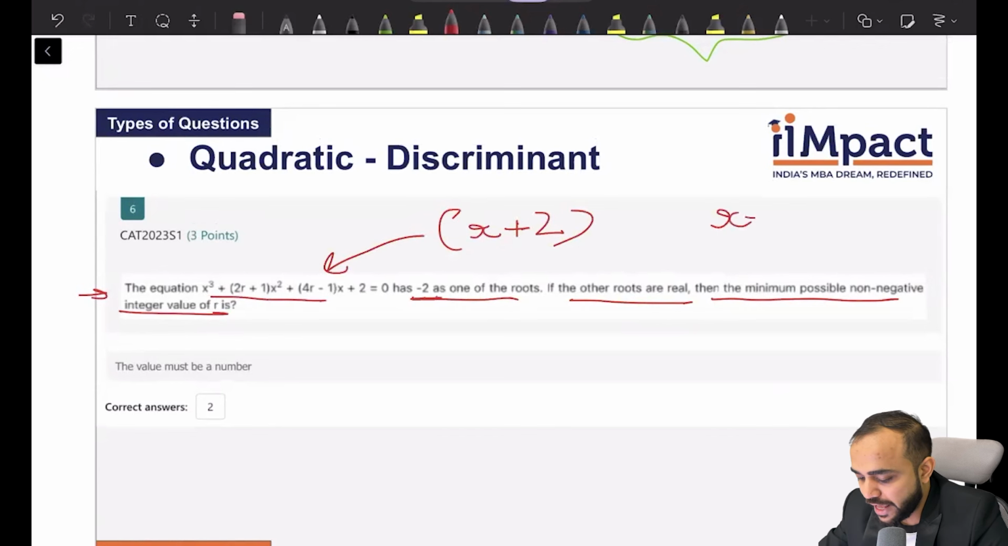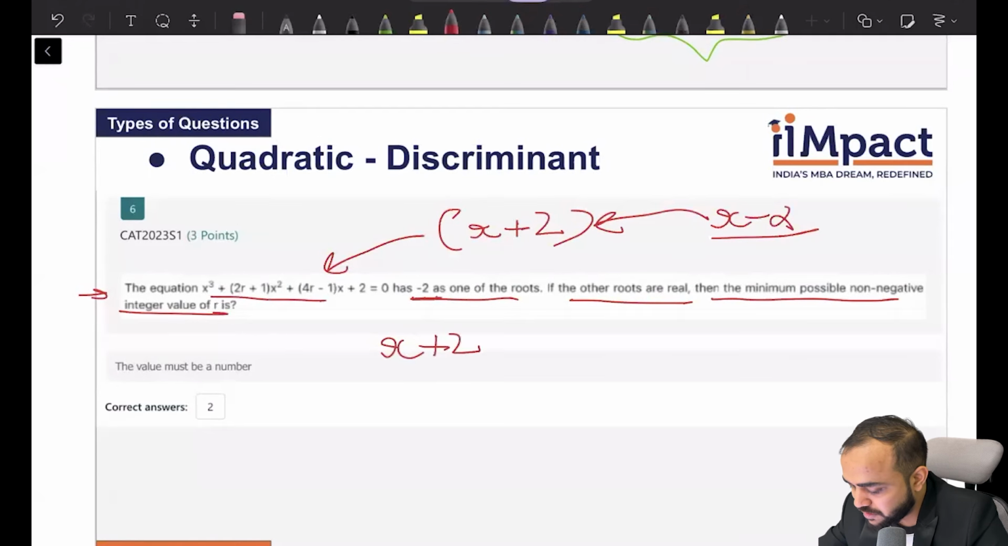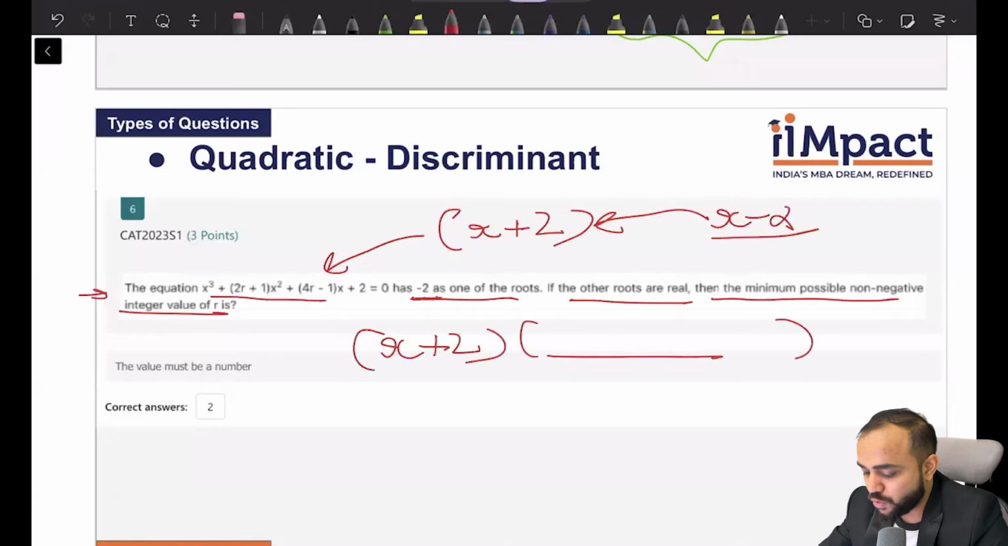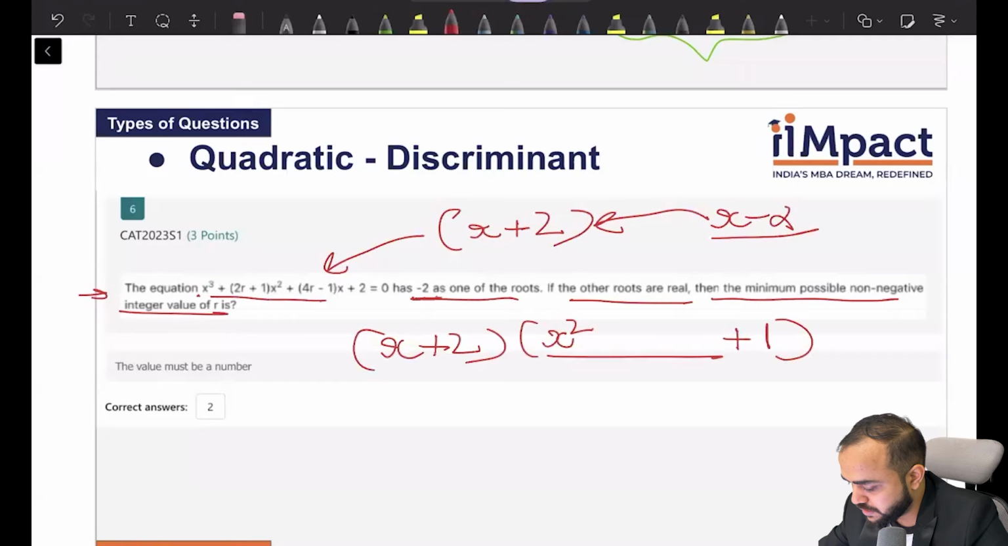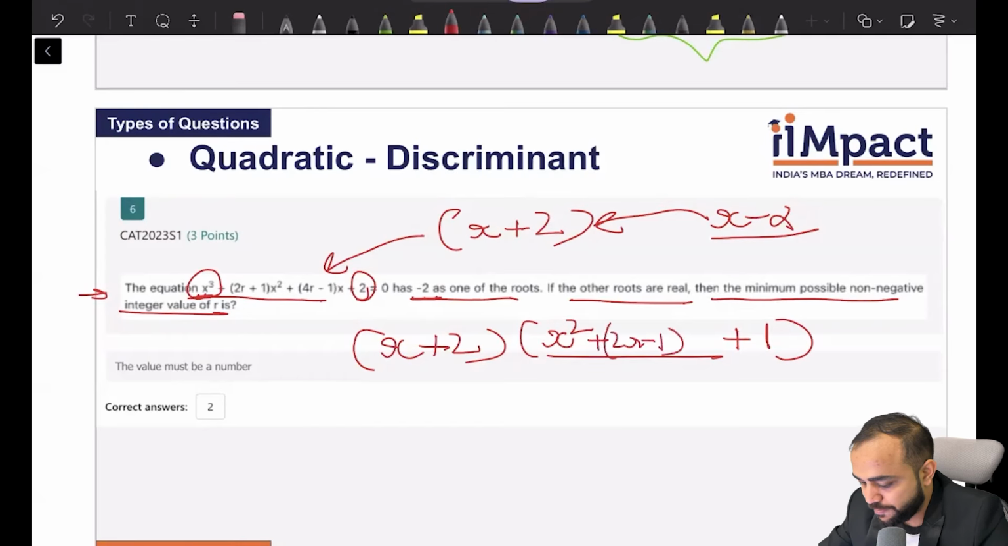Because the roots were what? X minus alpha. Alpha is minus 2. So x minus alpha will come out to be x plus 2. So can someone quickly divide this with x plus 2 and tell me what is going to be the quadratic inside? You will have an x square term. You will have a plus 1 term. This I got easily by looking at this and this. What is going to be the central term? Plus (2r minus 1)x.